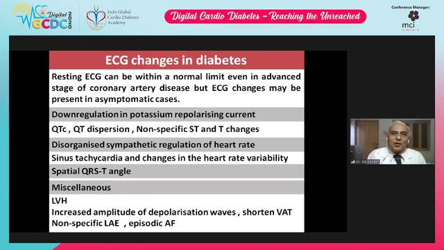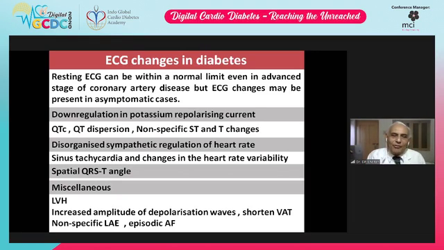Down regulation of the potassium depolarizing current will be reflected in the form of QTc prolongation, QTc dispersion, and non-specific ST and T changes. Disorganized sympathetic regulation of heart rate could be reflected in the form of sinus tachycardia, change in heart rate variability, and the spatial QRS-T angle. This spatial QRS-T angle is more or less equivalent to the QTc interval for practical purposes.